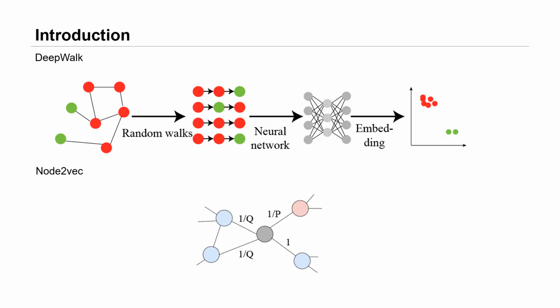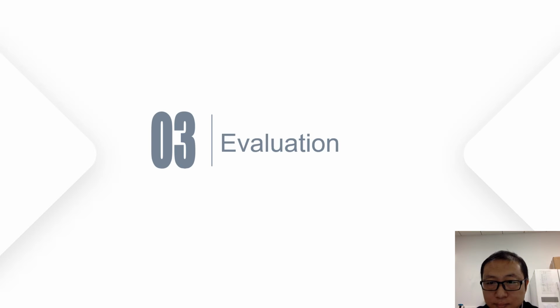Different methods focus on different properties of the network. For example, DeepWalk focuses on the direct interaction between nodes. Node2vec focuses on the structural similarity between nodes, which means they have a similar local connection pattern. The next section is evaluation.